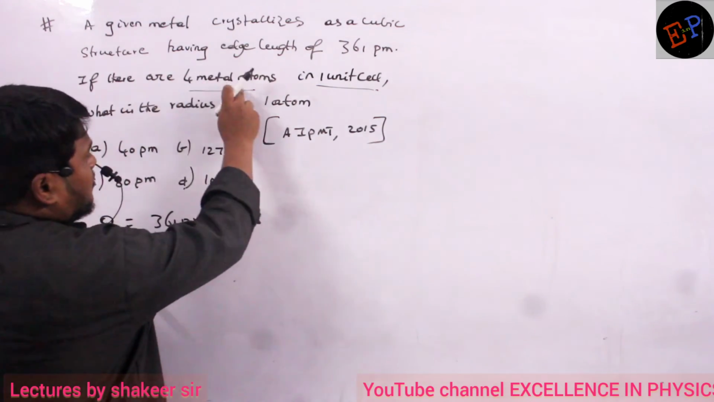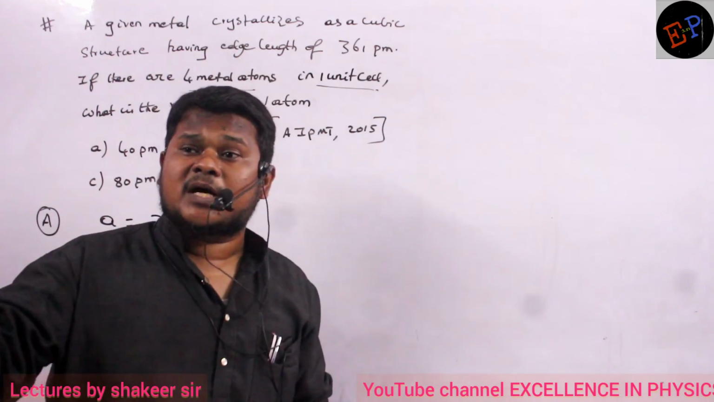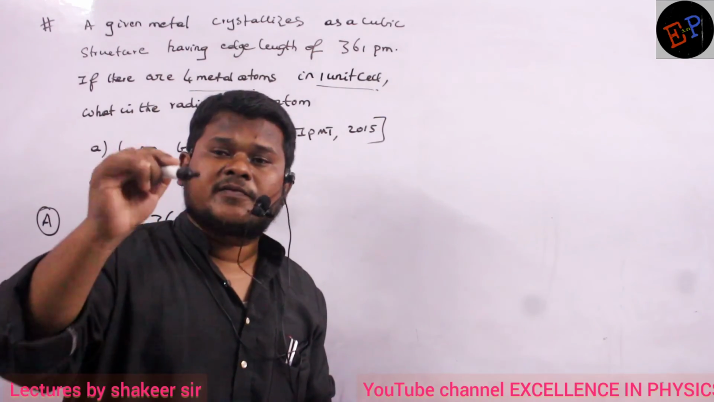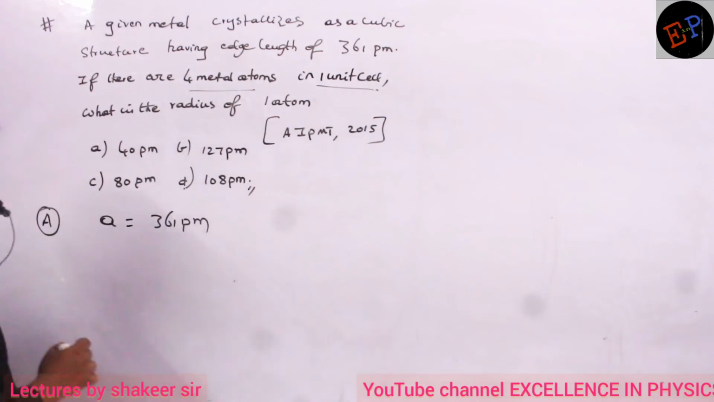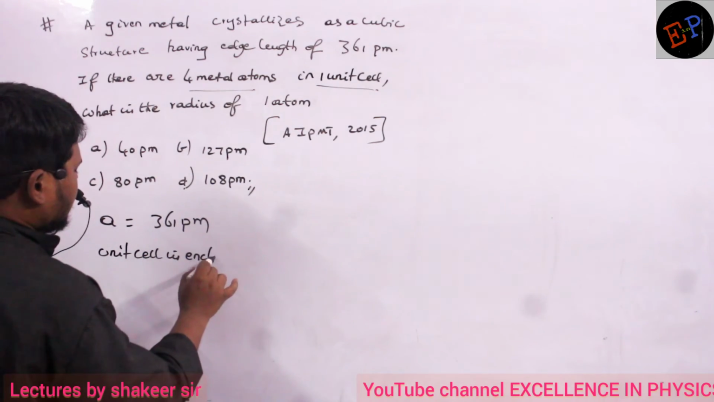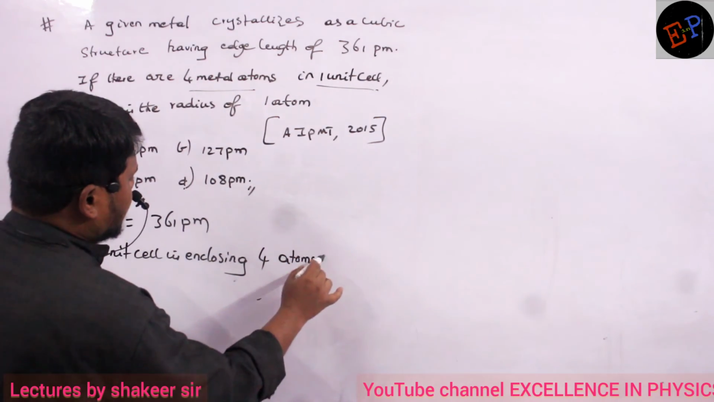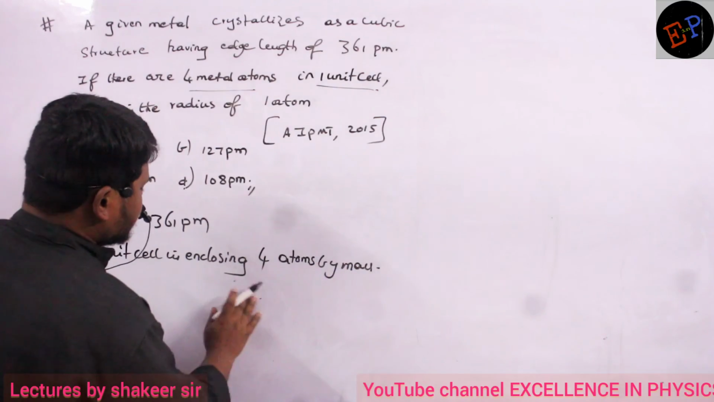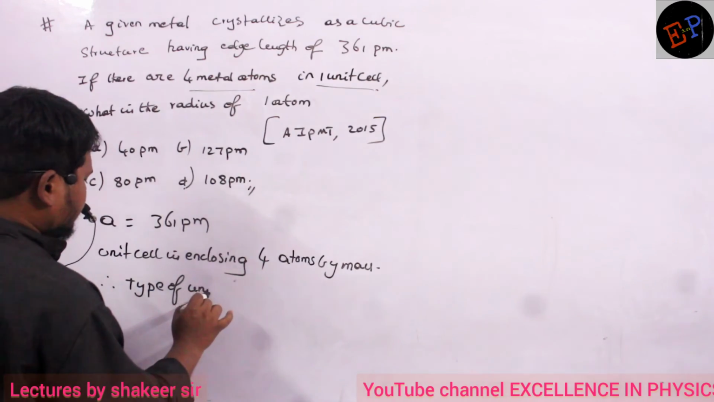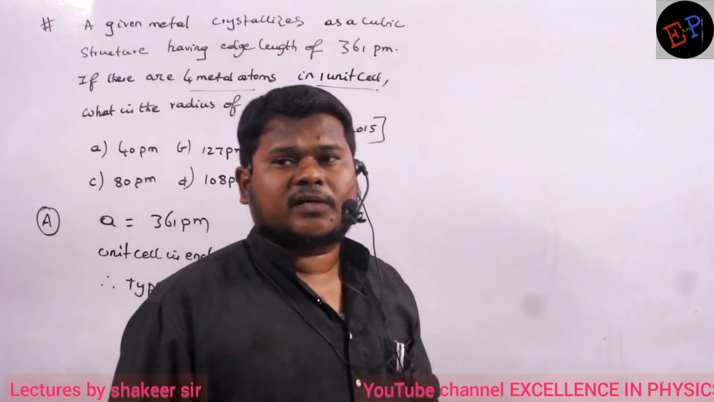So, if there are 4 metal atoms in unit cell, it means one unit cell is enclosing 4 atoms by mass. And which unit cell encloses 4 atoms by mass? FCC. So unit cell is enclosing 4 atoms by mass. That is the meaning of the statement which is given. Therefore, what is the type of unit cell? Type of unit cell is FCC, face-centered cubic cell.